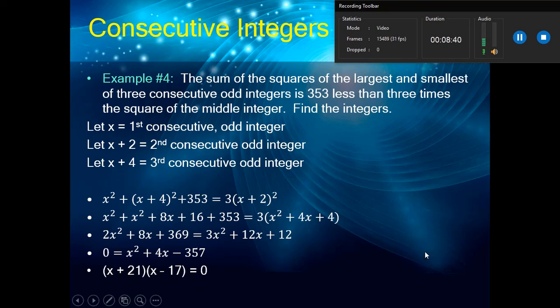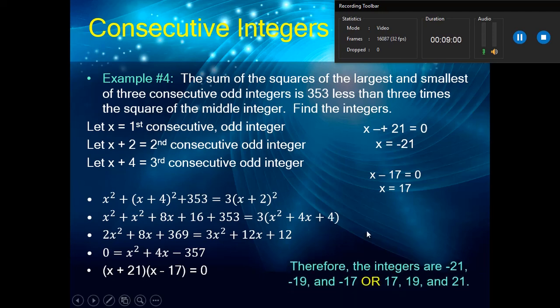So I'm going to go ahead and set each factor equal to 0. 17 is an odd integer, so it meets the criteria. And x is negative 21. That also is an odd integer. So in this particular problem, we actually have 2 solutions. In my first solution, I have integers that are negative 21, negative 19, and negative 17. And then if I use the positive root, my integers could be 17, 19, and 21. So we don't want to automatically reject anything because it's negative. It needs to fit into the criteria of the problem, and both of these answers do.